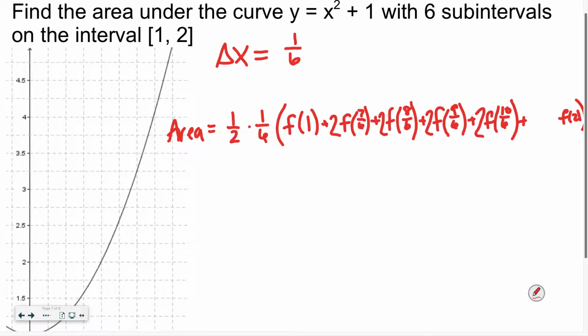How does it end at 2? Because if you do 11/6, that's 7. And then what's 12/6? 2. I know, but that's 7. 7. Yeah.